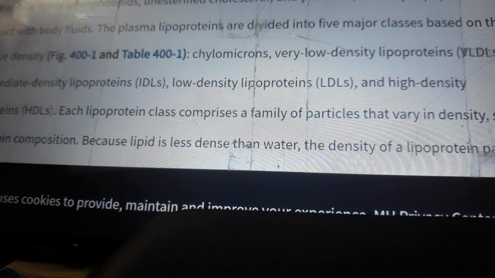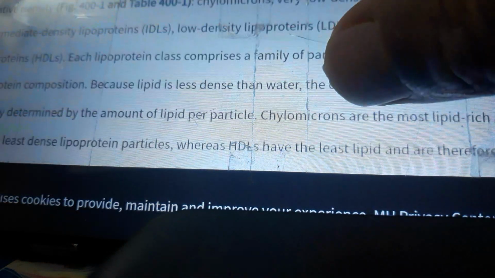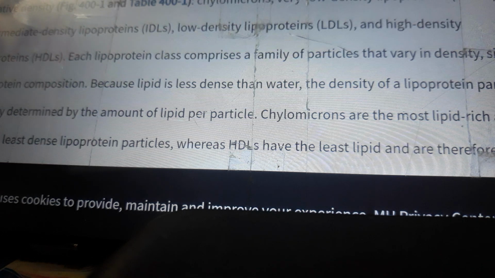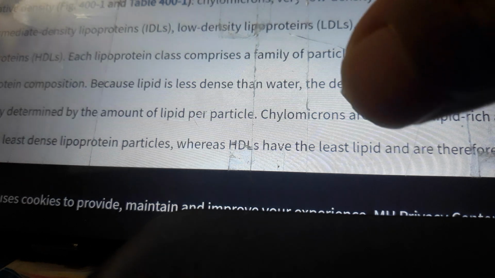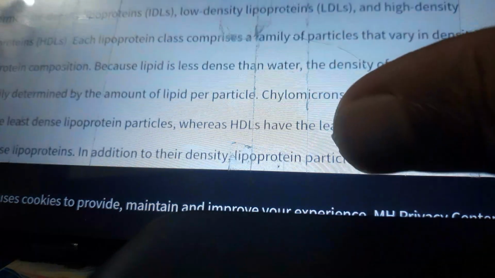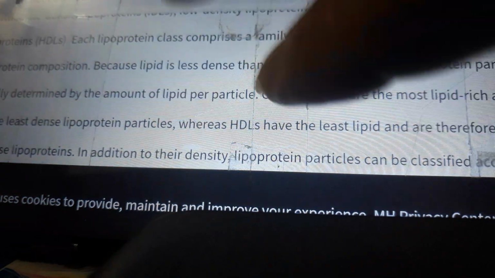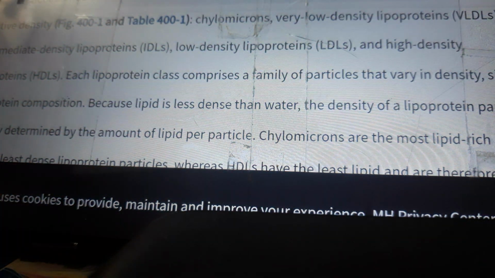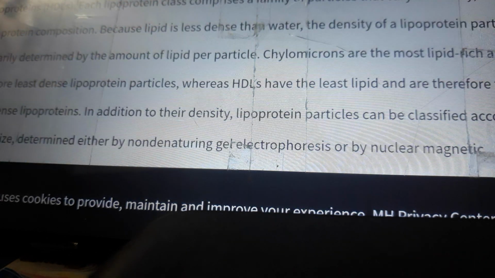The plasma proteins are divided into five major classes based on their relative density. So they are called chylomicrons, very low density lipoproteins (VLDLs), intermediate density lipoproteins (IDLs), low density lipoproteins (LDLs), and high density lipoproteins (HDLs). Each lipoprotein class comprises a family of particles that have varying density, size, and protein composition.